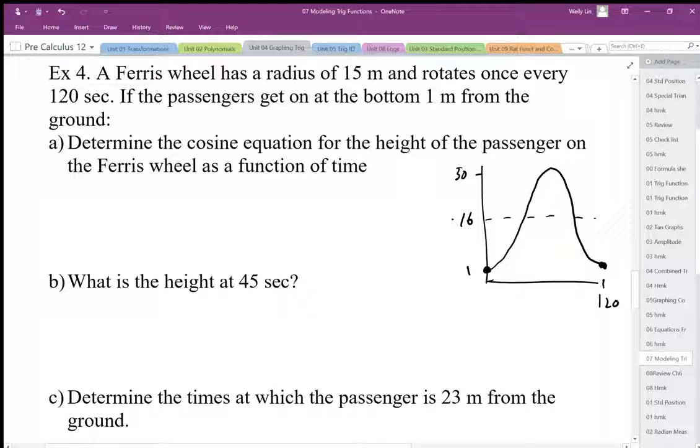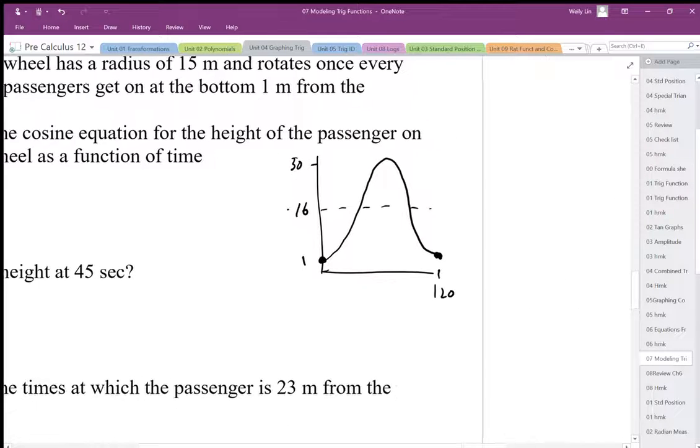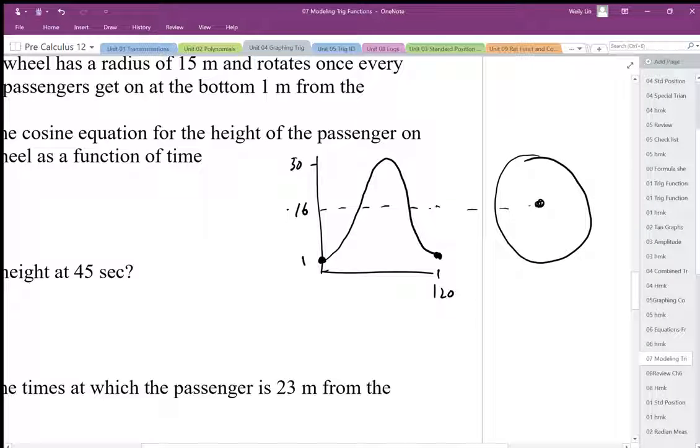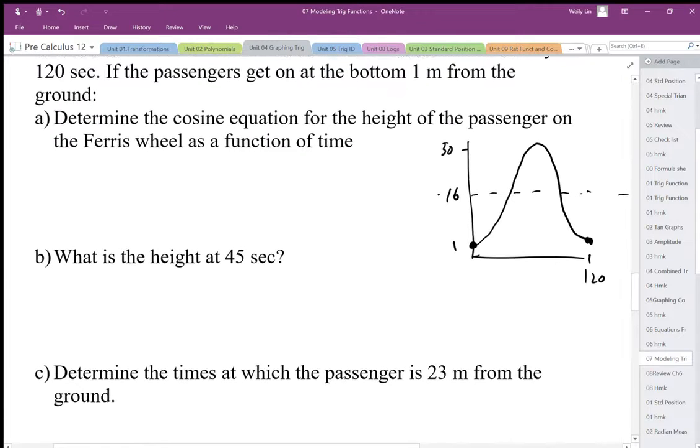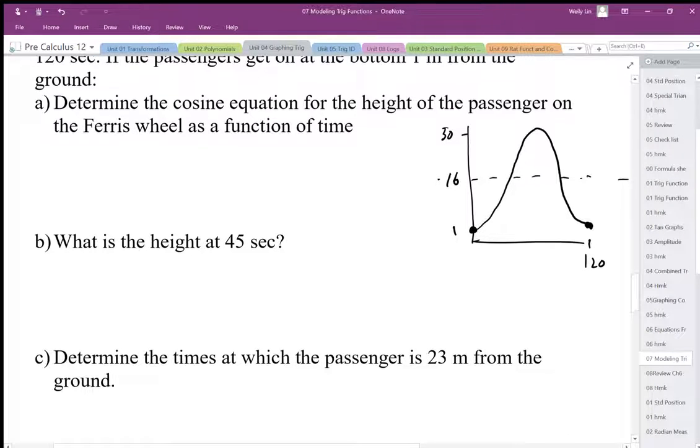So think of a circle. The circle is going to be 30 meters big, and the bottom of it is going to be 1 meter off the ground. If I were to just sketch that Ferris wheel, there's the middle of the wheel, and then there's the Ferris wheel. It's going to rotate around like that. So what do I need? I need the cosine equation for this.